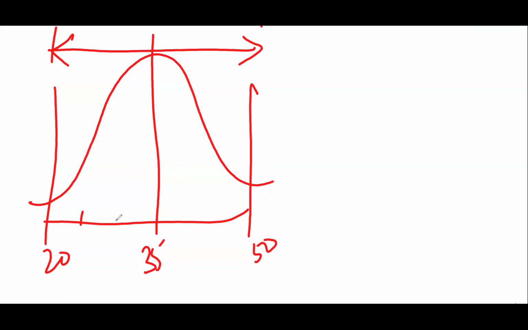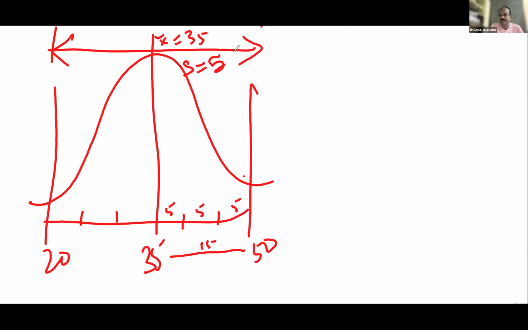Let me divide this region into 3 parts on the left side, 3 parts on the right side. 35 here, 50 here. What is this distance, 35 to 50? 15. So 5 here, 5 here, 5 here. Am I right? So my process average X bar is 35. My process standard deviation is 5. Can you see that? Process standard deviation is 5.